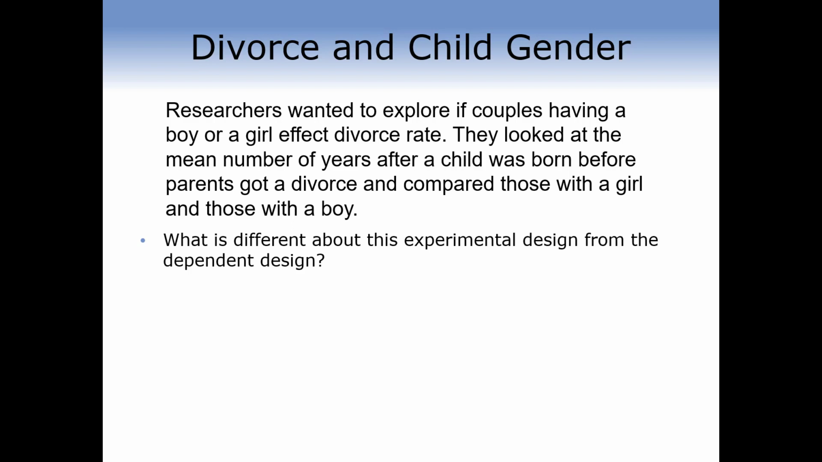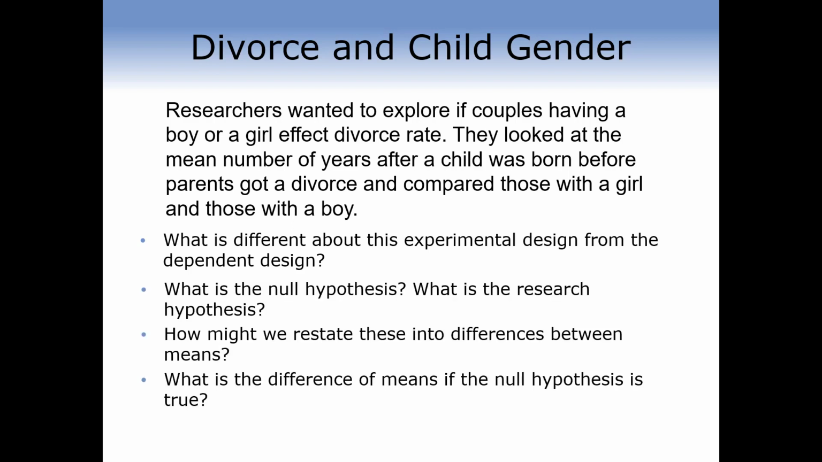What is the experimental hypothesis here? The experimental hypothesis is that having a boy or girl will affect the likelihood of getting a divorce. We're comparing the mean number of years to get a divorce after having a boy versus the mean number of years after having a girl. So we have two means in this case. And the research hypothesis, the experimental hypothesis, states that the difference between the means is not zero.